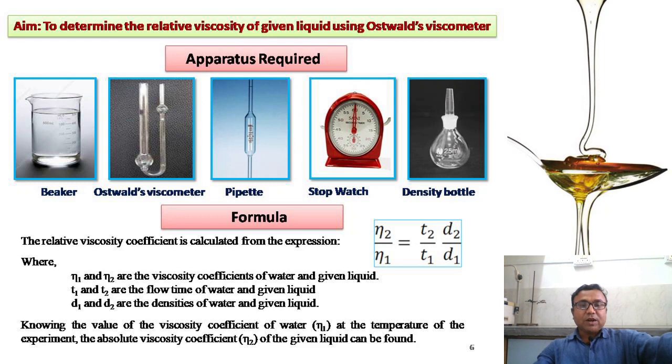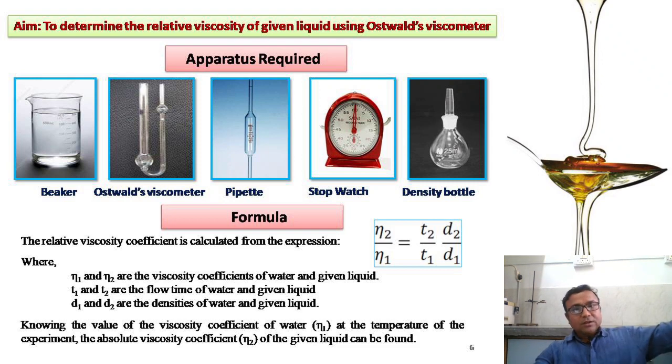The apparatus required for performing this experiment: we require two beakers, one for water and another for the given unknown liquid. In this experiment, we are going to use ethanol as the unknown liquid. Then the Ostwald viscometer is required. A 10 ml pipette is required in order to insert the water or given liquid. A 10 ml, 15, 20 or 25 ml pipette can be used.